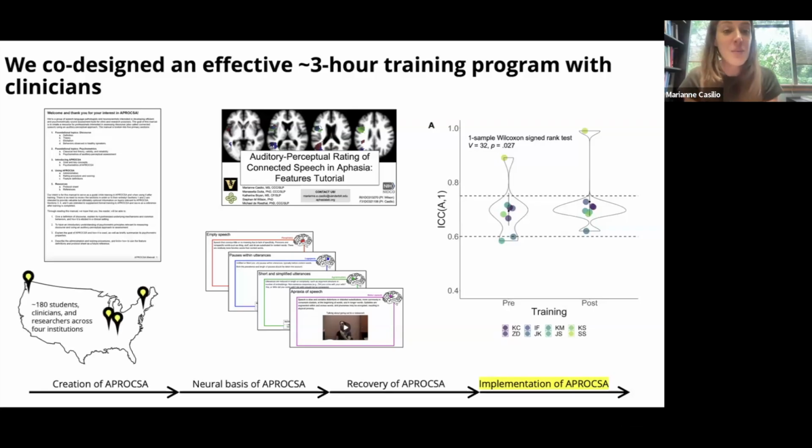Since then, we have, as a team, been training folks across different institutions. So at this point, we've trained 180 students, clinicians, and researchers across 4 institutions. I am only one person, but I am always open to training folks and helping them be more prepared in the system. But there is a way you can walk yourself through it on your own, which I'll talk about in just a moment.